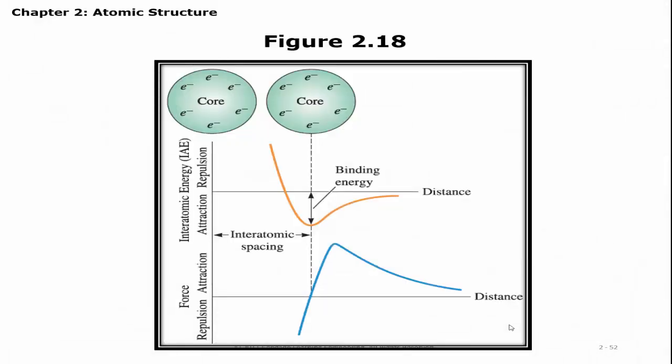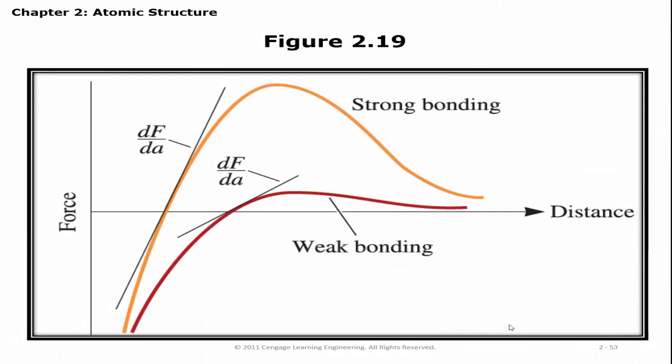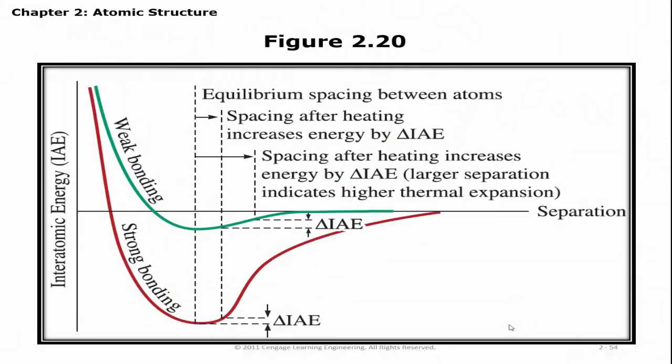This is another figure of the interatomic energy. This is another figure as well, where we have the force and the distance. This is strong bonding and weak bonding. Another one of interatomic energy, where we have the equilibrium spacing between atoms.